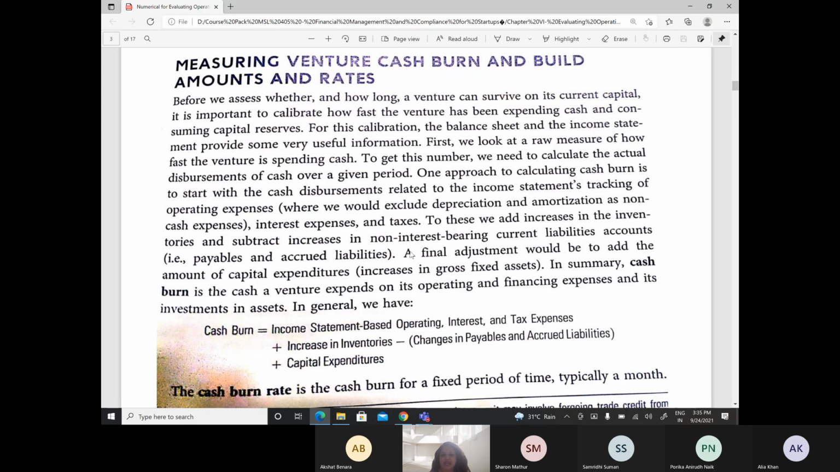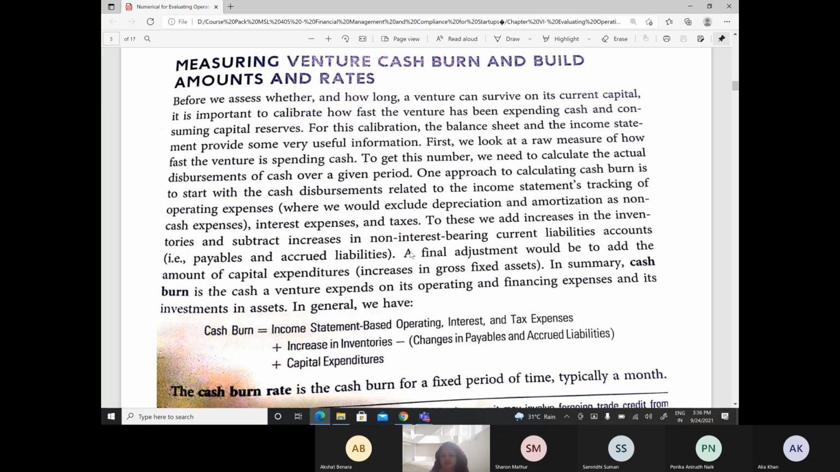One approach to calculating cash burn is to start with the cash disbursements related to the income statement's tracking of operating expenses, where we would exclude depreciation and amortization as non-cash expenses, interest expenses, and taxes. To these, we add increases in the inventories and subtract increases in non-interest bearing current liabilities accounts, that is payables and accrued liabilities. A final adjustment would be to add the amount of capital expenditures, that is increases in gross fixed assets.